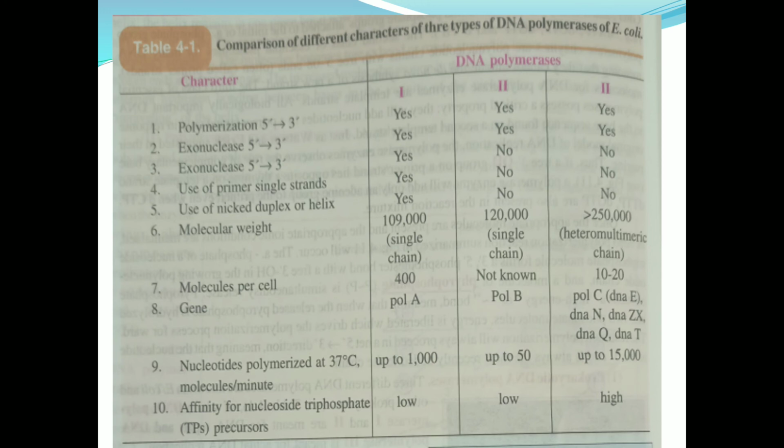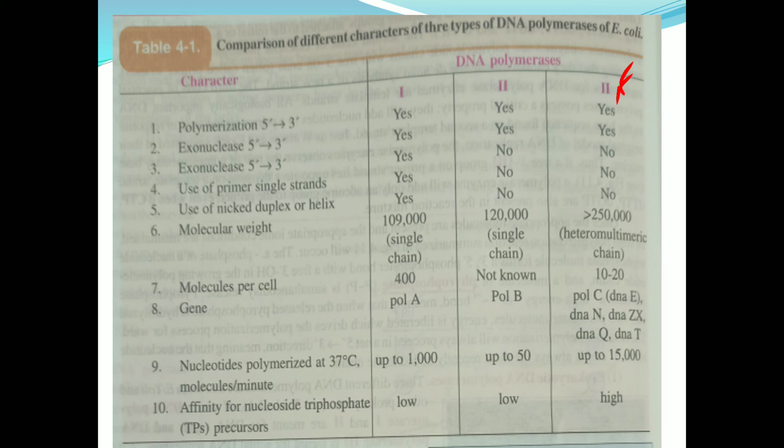Here in the table, the different functions are explained. This is the comparison of the three DNA polymerase enzymes, 1, 2 and 3. Here there is a mistake, it is actually DNA polymerase 3. Regarding the polymerization activity, the polymerization always occurs in 5' to 3' direction. It means it will add the nucleotides in 5' to 3' direction. This function is for all the three enzymes of DNA polymerase.